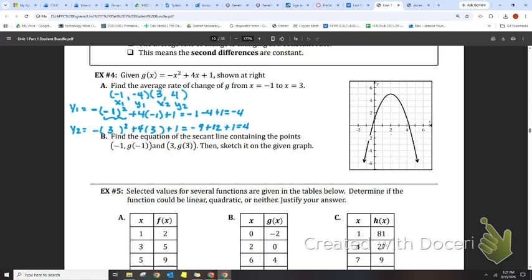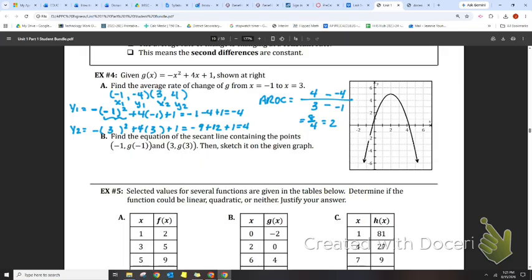And then I'm going to find my average rate of change. So my y2 minus my y1, over my x2 minus my x1. That gives me 8 over 4, which is 2. And then part B says find the equation of the secant line containing those 2 points we just found, and then sketch it on the given graph. So remember, we did one like this in 1.2.